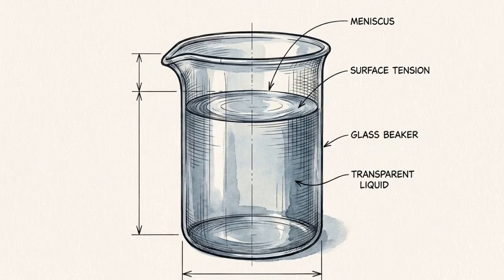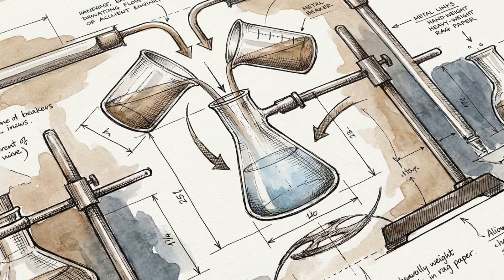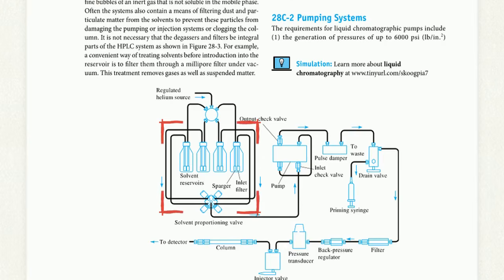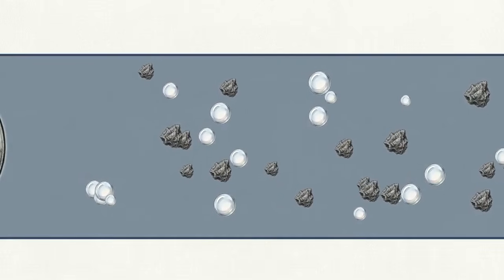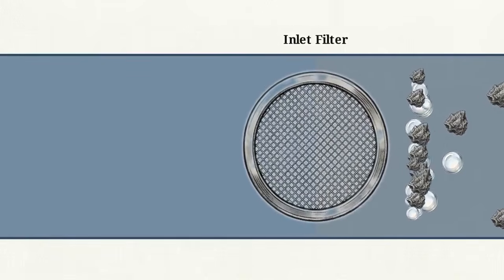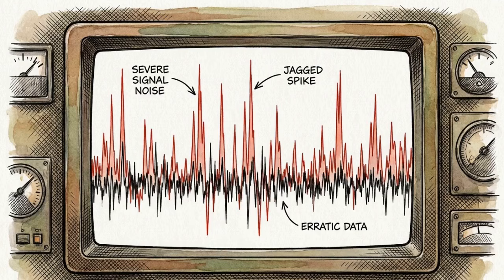Step 1 begins with the mobile phase. This is the liquid solvent, often a mixture of water and organic chemicals, that physically carries your sample through the entire chromatography system. Looking closely at the solvent reservoirs, you'll see a sparger and an inlet filter. Before the liquid goes anywhere, it must be purged of dissolved gases and microscopic dust. Even a tiny air bubble can wreck the flow rates or create massive noise in your final detector readings.